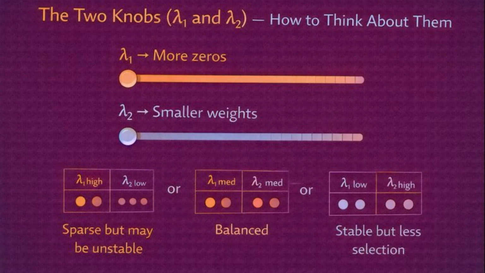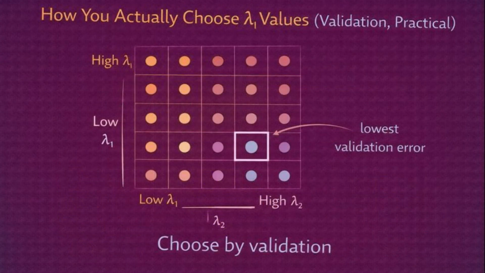Elasticnet has two knobs. Lambda 1 controls sparsity. Higher lambda 1 means more zeros. Lambda 2 controls shrinkage. Higher lambda 2 means smaller weights overall. So tuning Elasticnet is really about deciding, do I want more feature selection or more stability?